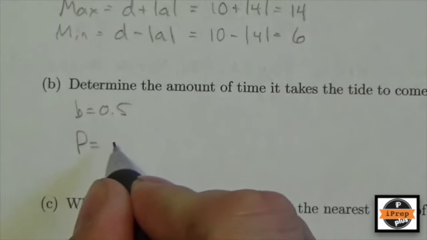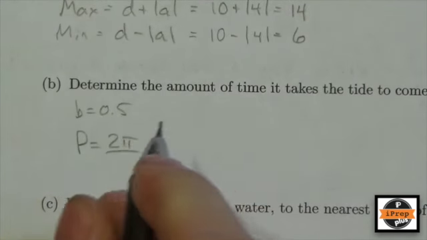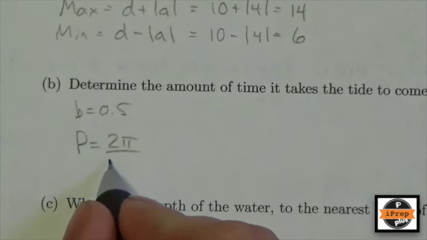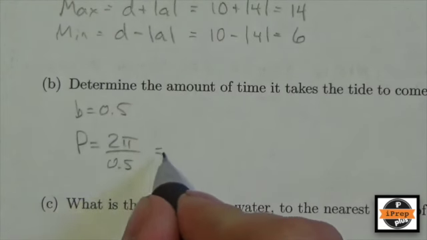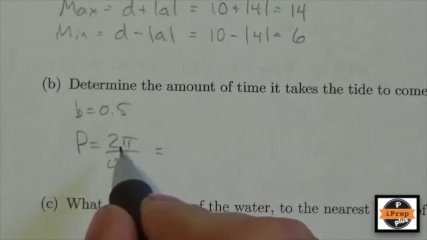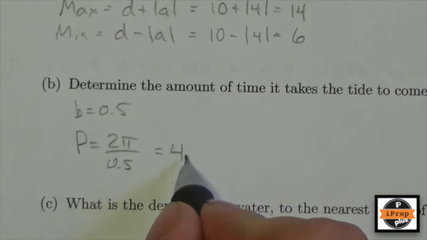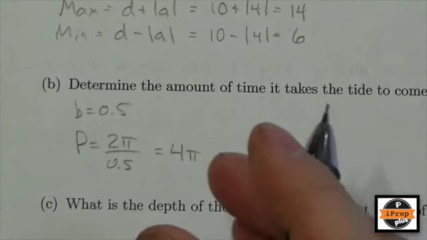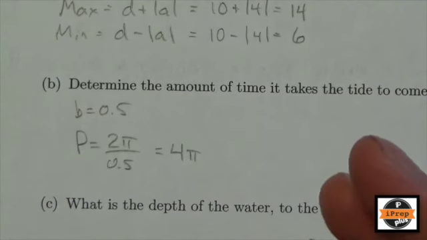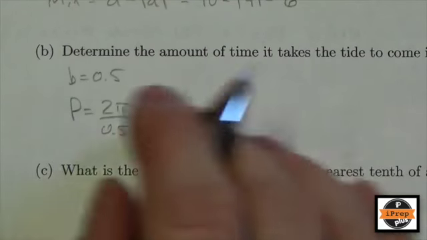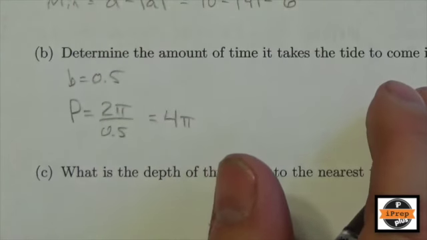So our period will be 2 pi because we need to be in radians, over 0.5. Now, a bunch of you will realize, well, 2 pi over a half, dividing by a half is like multiplying by 2, so it's going to be 4 pi. And there's our period. Now, that is technically a correct answer, but that's not a good answer in this context.